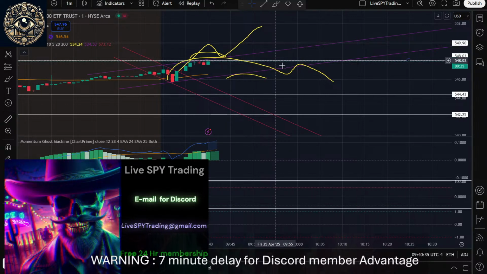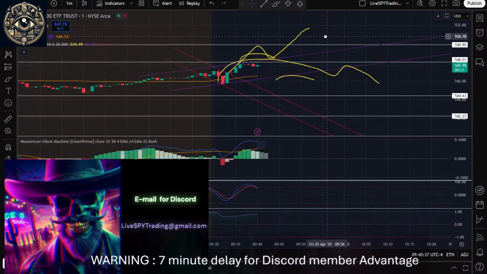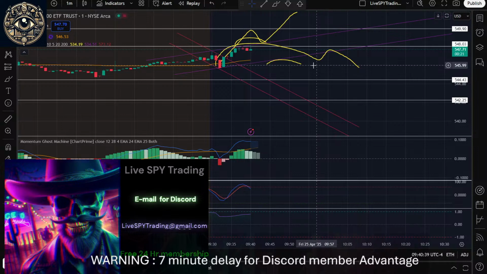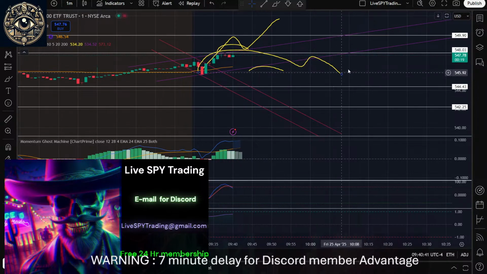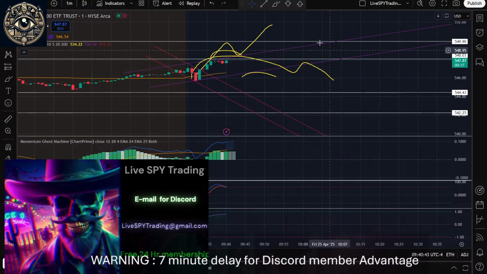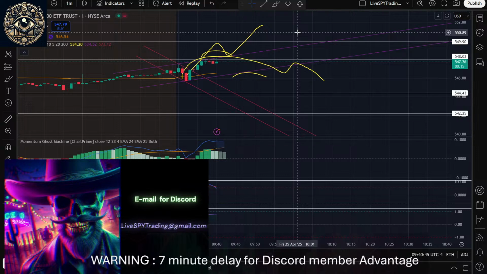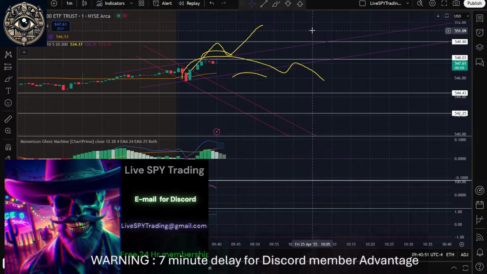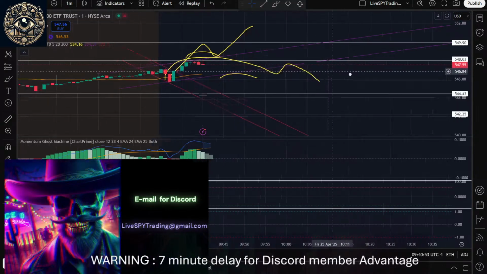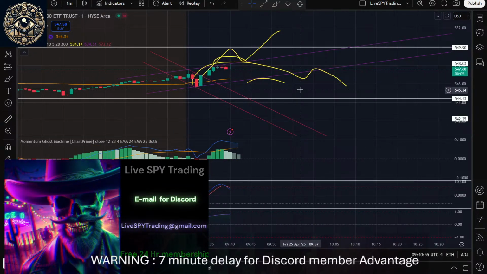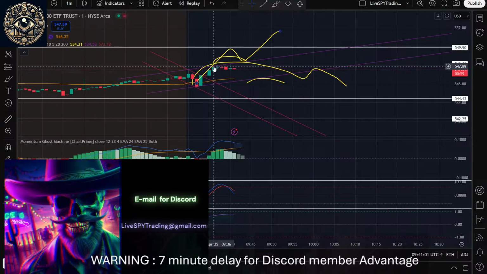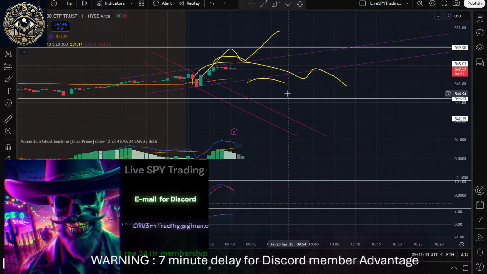There goes the two red candles followed by a green one. Now let's see if we stay inside this purple. Ooh, spoke too soon. Red candle, red candle. Okay. All right, three. All right, two red candles followed by a green, staying inside the purple.